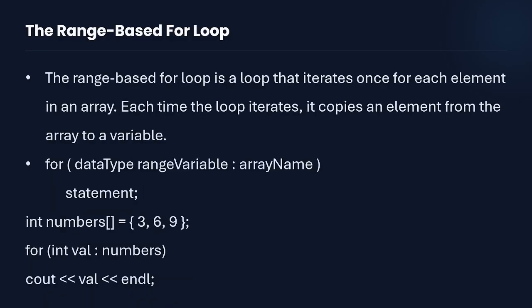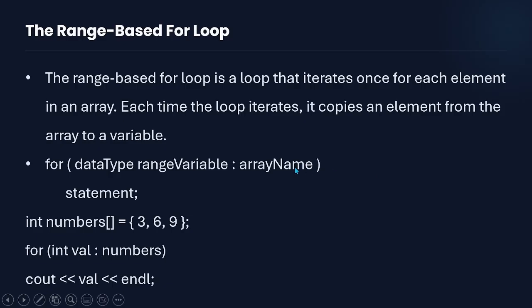We have the range based for loop, and the range based for loop is a loop that iterates once for each element in an array. Each time the loop iterates, it copies an element from the array to a variable. This range based for loop actually makes printing the elements of an array very simple. Alright, so this is basically the structure for the range based for loop. And with a range based for loop, you have your for, data type and a variable that is basically going to be for the range.